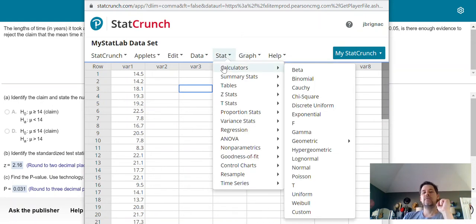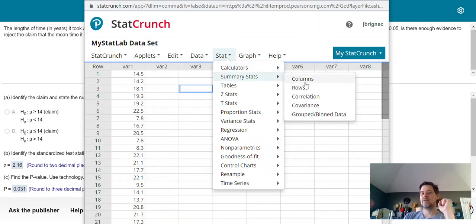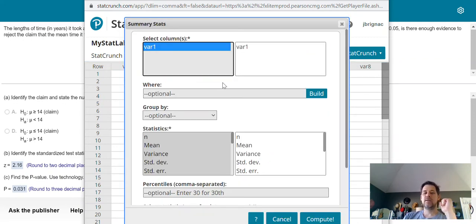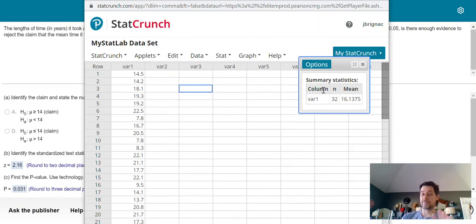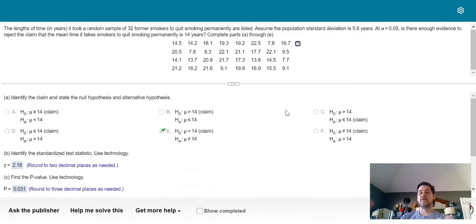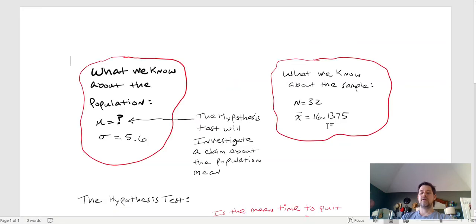And so I'll go to calculators, or sorry, summary stats, columns, select my column, VAR1, and then I'll go ahead and calculate the sample size and the sample mean, okay? Because it said 32, but just let me make sure. It said the sample was of 32 former smokers. Okay, sure enough, the sample size is 32, that's n, and the mean is 16.135. Okay, now that's what I have here. Sample size 32, sample mean 16.1375.